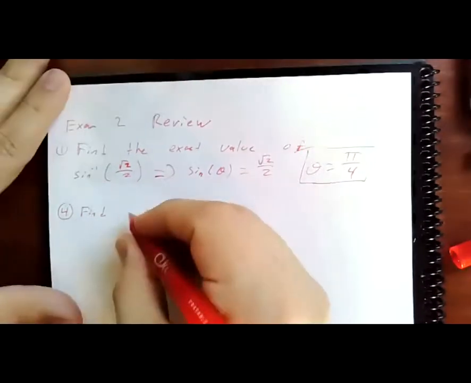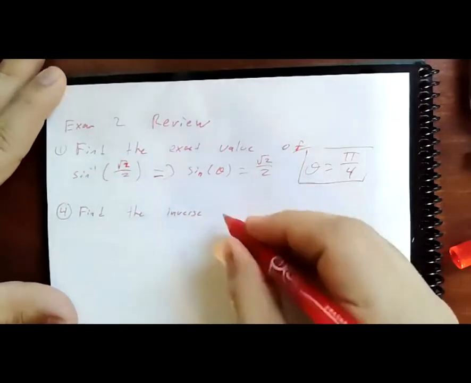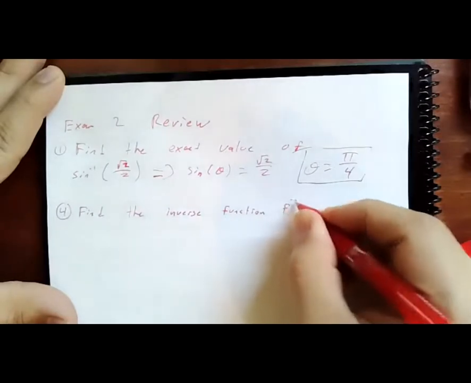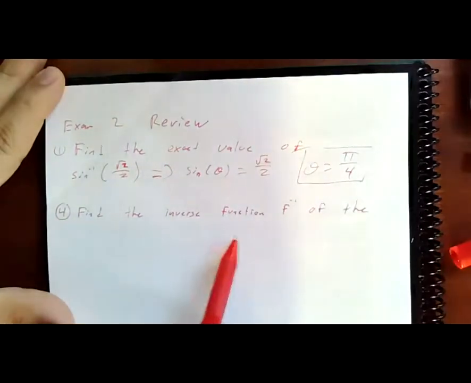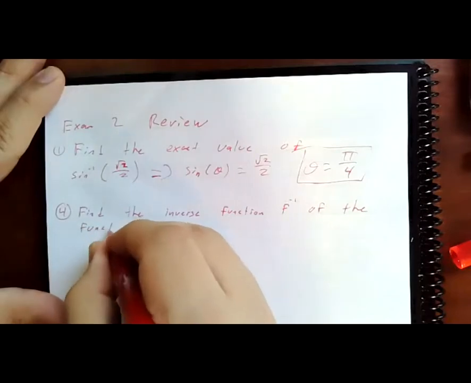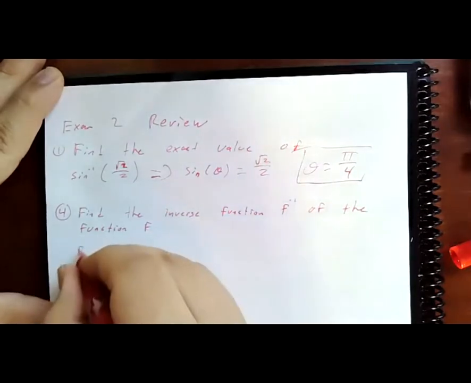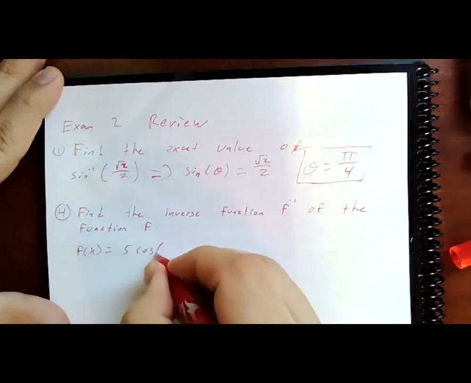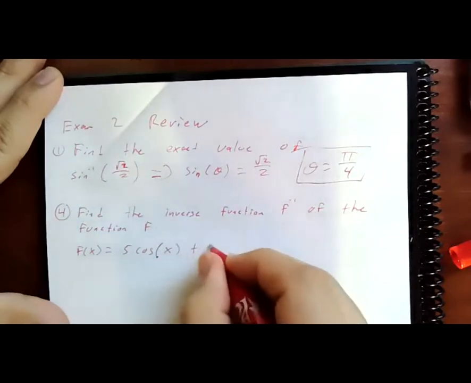All right. Find the inverse function. So here we're going to go over how we find the inverse function for a trig function. So I'll go over the steps like we did on the examples to remind you. So find the inverse function f inverse of the function f. f of x is equal to 5 cosine of x plus 9.